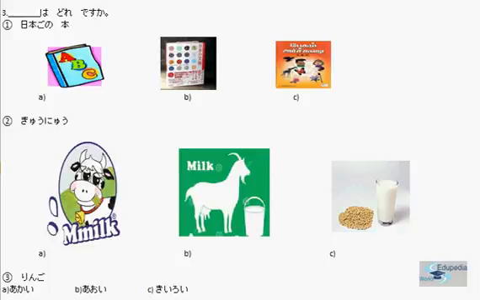Ringo wa dore desu ka? Which one is apple? The first option is akai, second is aoi, C is kiroi. So ringo wa dore desu ka? Ringo wa akai desu. The apple is red in color. So obviously ringo wa option A desu. Clear?